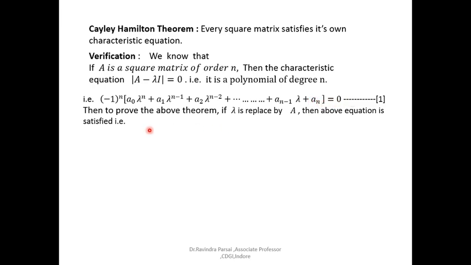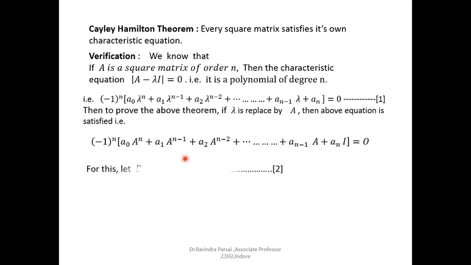To prove this theorem, if lambda is replaced by A, then the above equation must be satisfied. That is, if we are able to obtain this equation, then this shows that the Cayley-Hamilton theorem is self-proved, self-verified. Actually it is a self-proved technique, but we are going to verify it analytically.